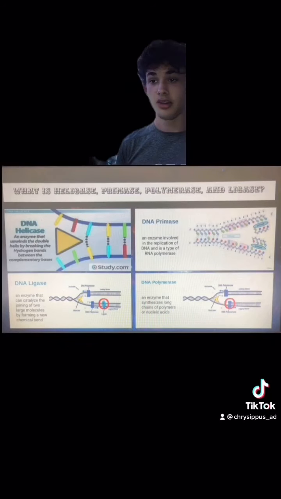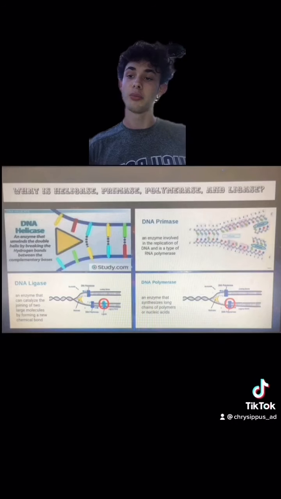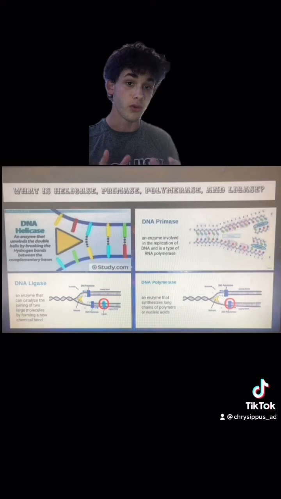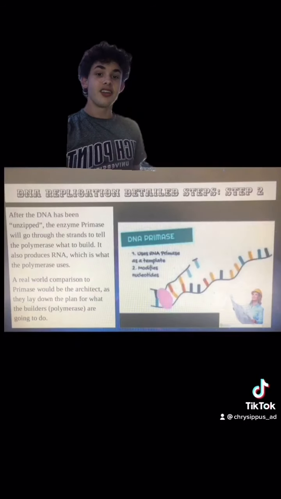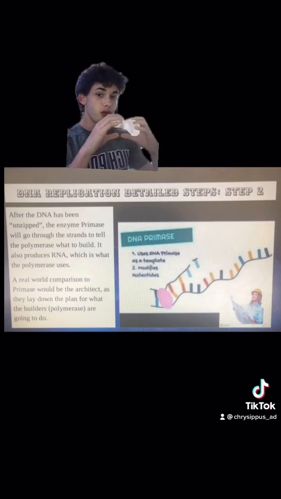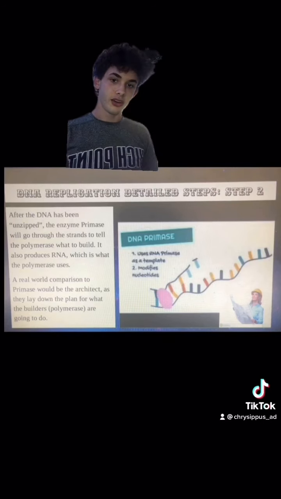And as you can see, DNA helicase is an enzyme that unwinds the double helix by breaking down the hydrogen bonds between the complementary bases. Now, there are 3 others, and we're going to go over those too. So, stick around. And that second enzyme is primase. Now, what does primase do? Primase is basically the thing that tells the next enzyme what to do. So it lays everything out, sort of like an architect.